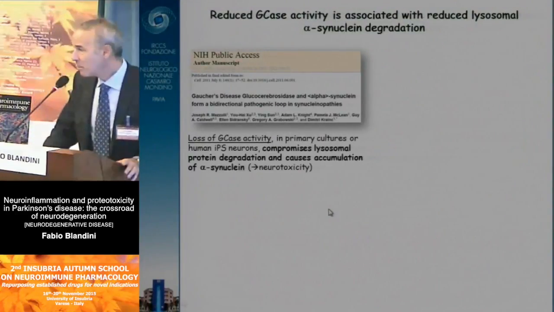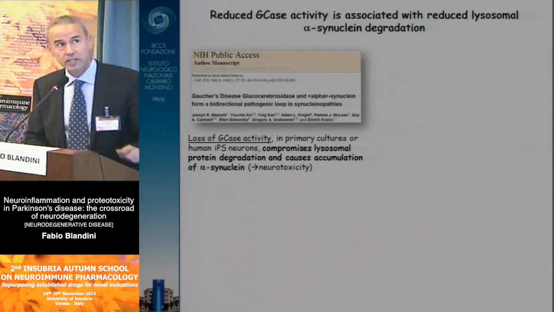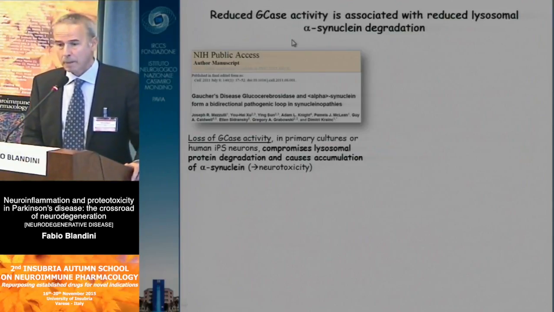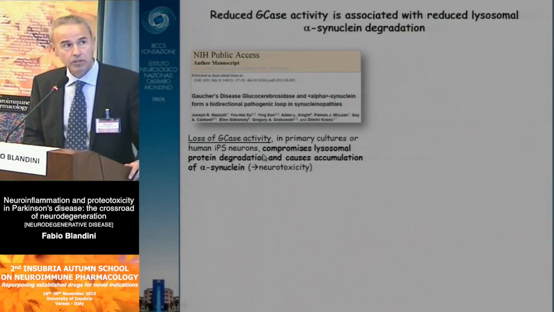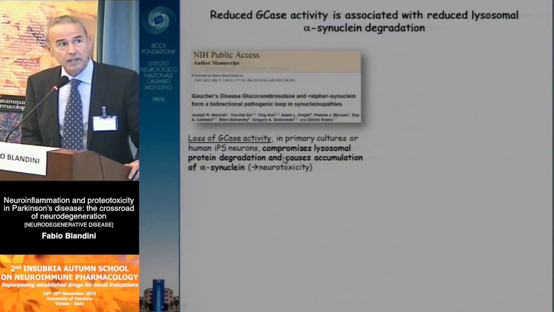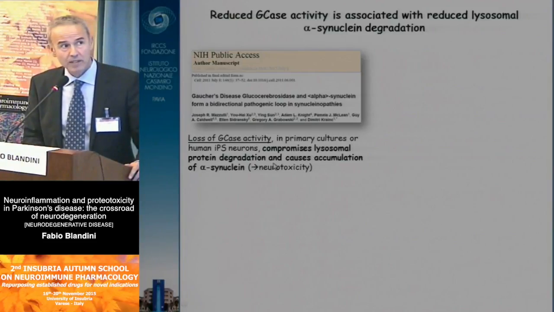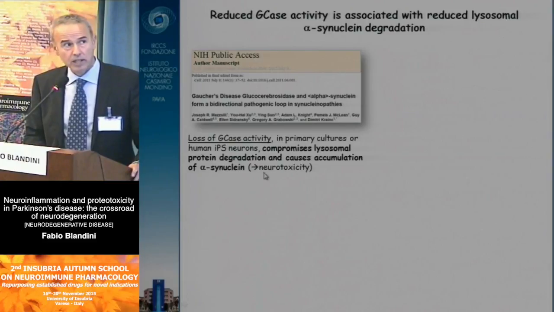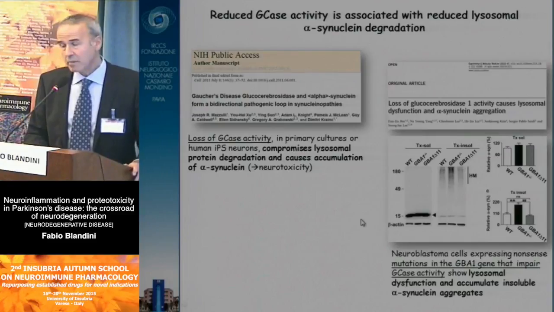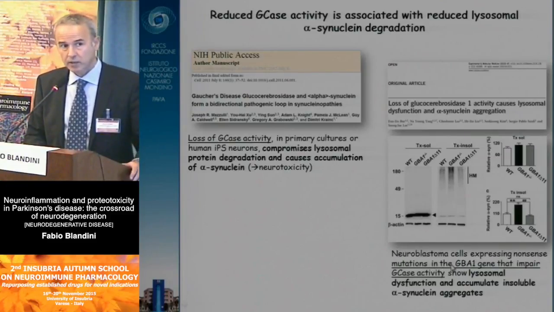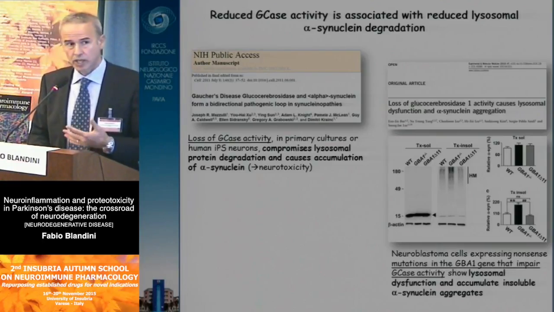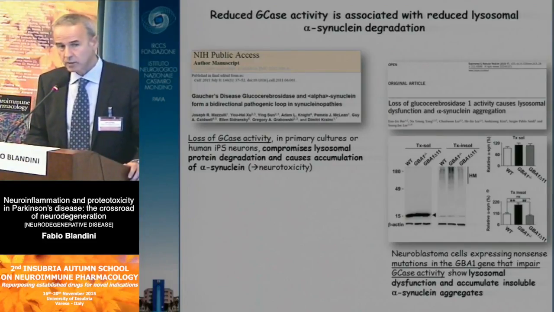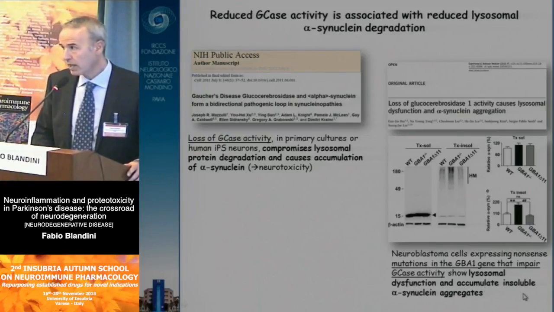The thing is that it has become apparent that there is an inverse correlation between the activity of GCase and alpha-synuclein in the cell. For example, a study conducted in primary cultures of human iPS neurons showed that the loss of GCase activity compromises lysosomal degradation. Lysosomal degradation means CMA, so chaperone-mediated autophagy. Lysosomal degradation of alpha-synuclein is impaired, causing accumulation of the protein, which leads to neurotoxicity. Basically the same results have been confirmed by another study conducted in neuroblastoma cells expressing a nonsense mutation in the GBA gene, so cells with a non-functional GCase. Also in this case, there was a lysosomal dysfunction, which was associated with an accumulation of insoluble alpha-synuclein aggregates.